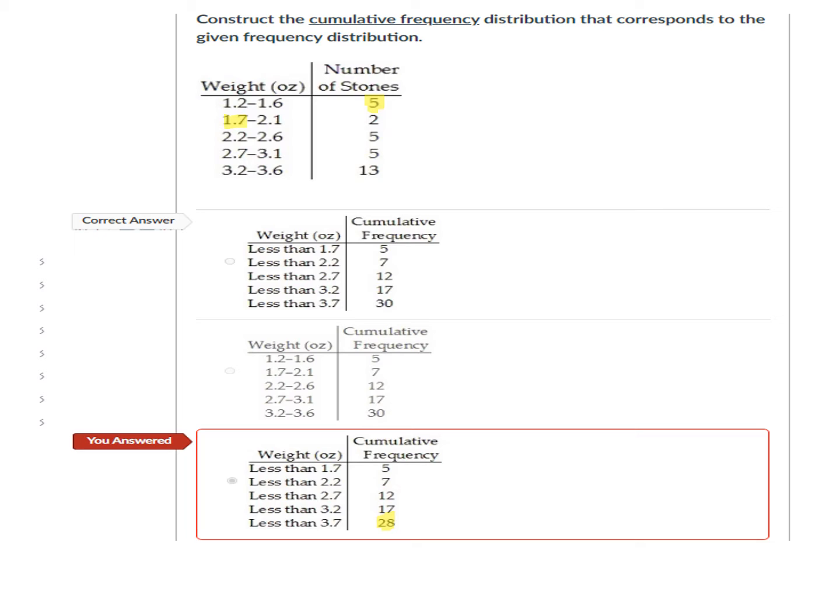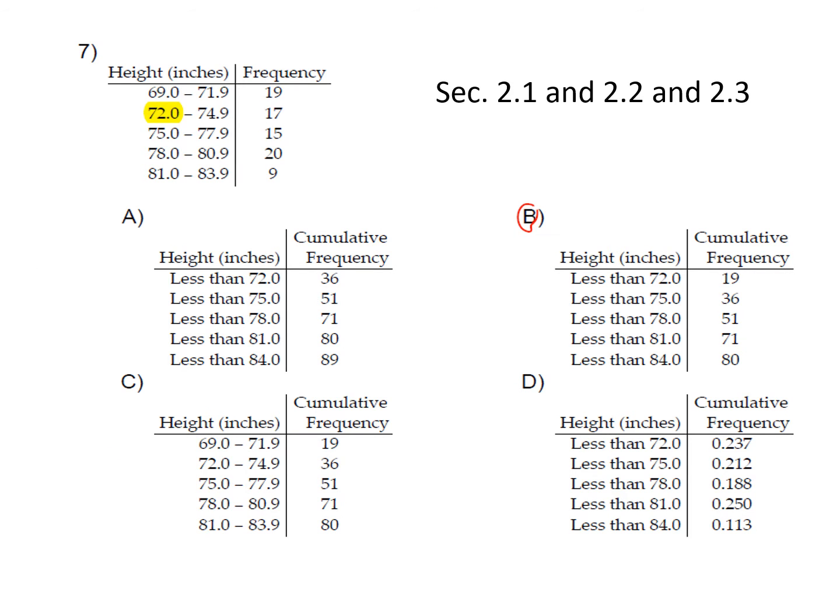Now, that's 7 plus an additional 5 more gives you 12. 12 plus an additional 5 more gives you 17. And unfortunately, what happened is 17 plus the additional 13 is not 28, it's 30. All right, 17 plus this additional 13 in this interval here gives you 30. And you had it all right, except 17 plus 13 is 30, not 28. And here it is, right here, off of sections 2.1 and 2.2.